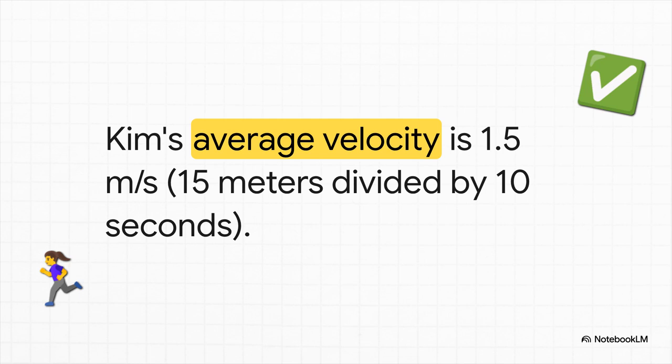Remember, average velocity has to account for the total distance and the total time. In those first 5 seconds, running at 3 meters per second, Kim covers 15 meters. During her 5-second rest, her instantaneous velocity is 0, right? So she covers 0 meters. That means her total distance is 15 meters. Her total time, including that well-deserved rest, is 10 seconds. 15 divided by 10 gives us an average velocity of 1.5 meters per second.